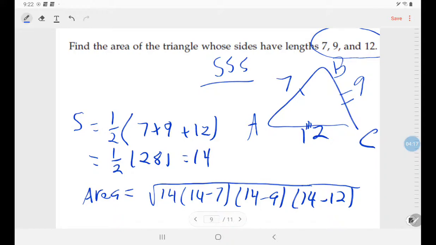So in this case, I take the square root of 14 times 14 minus 7, which is 7. 14 minus 9 is 5, and 14 minus 12 is 2, giving me an area of about 31.30. And I did not give you any units, so it would be units squared.